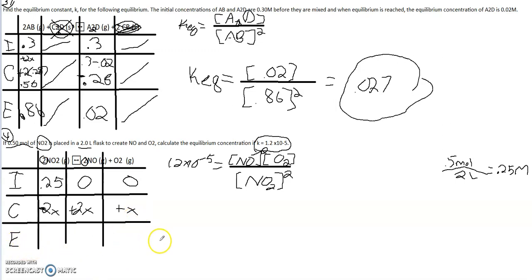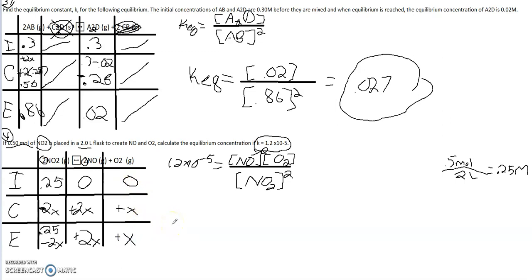And then for our equilibrium boxes on the bottom, all you have to do is total those. So if we total these two columns, we have 0.25 minus 2x. We total these two, 0 plus 2x, so this is just plus 2x here. And we just have an x here, positive x, because we've added 0 and x. And that's your ICE table.